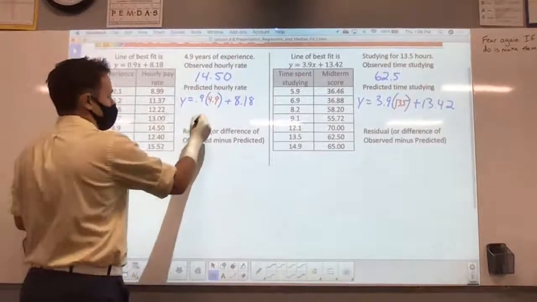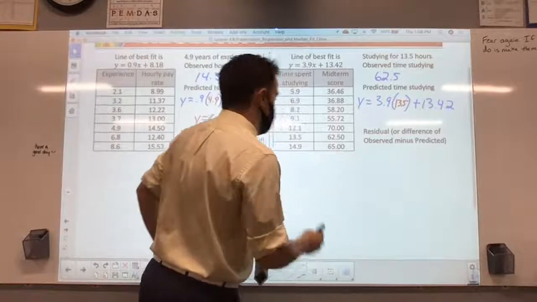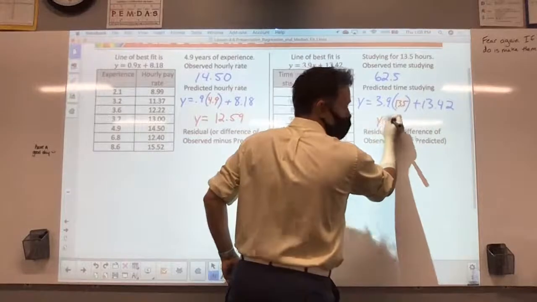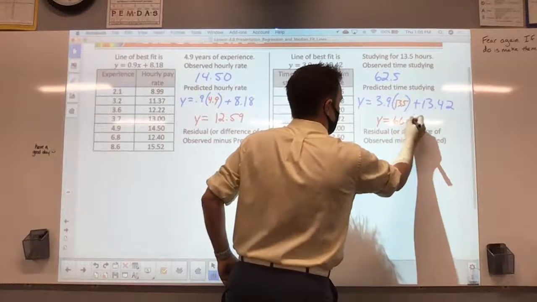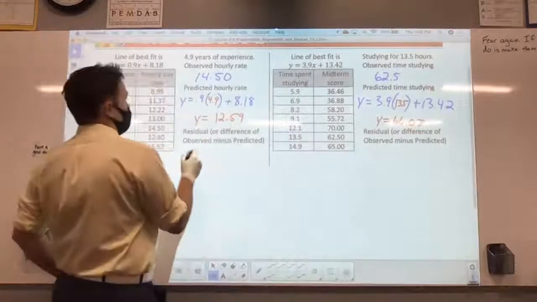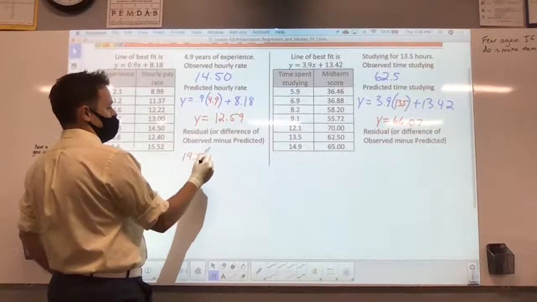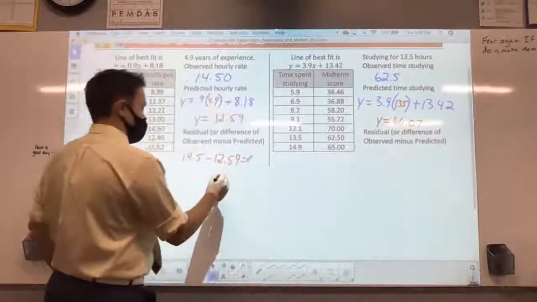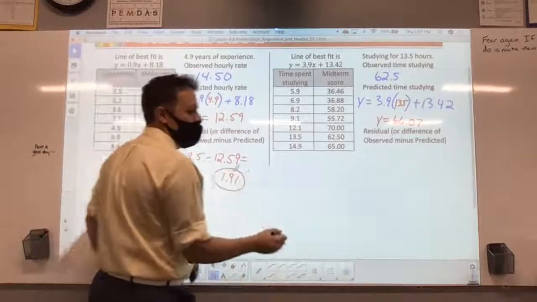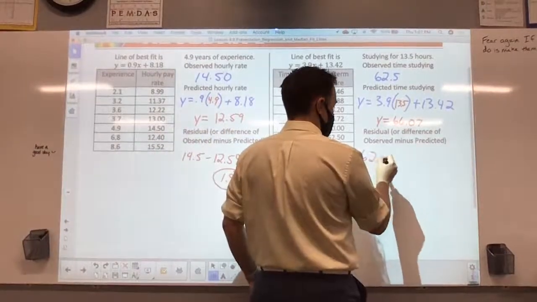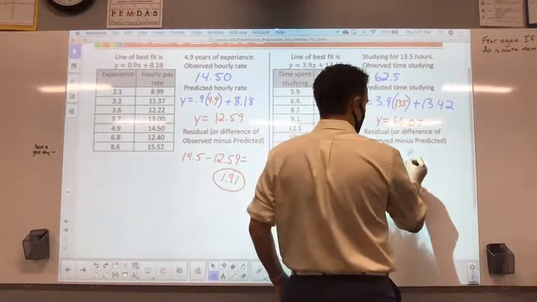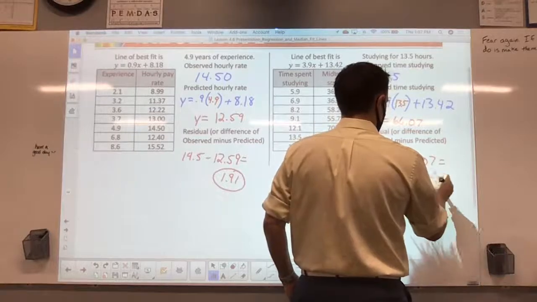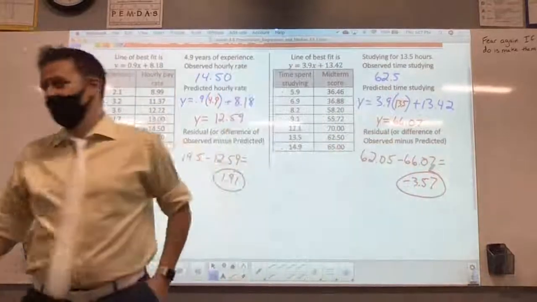And then this is going to be y equals 12.59. And then this is going to be 66.07. So this would be observed minus what we think it's supposed to be. And it would be 1.91. And this would be what it actually is minus what we thought it was supposed to be. And it comes out to be a negative 3.5. And that's it.